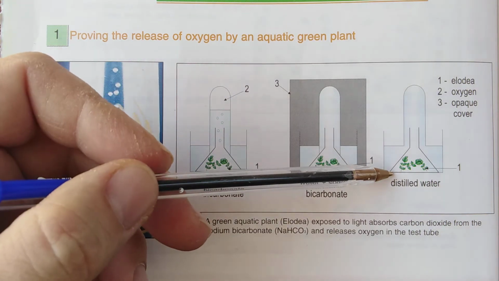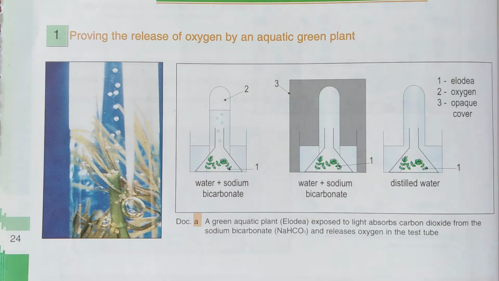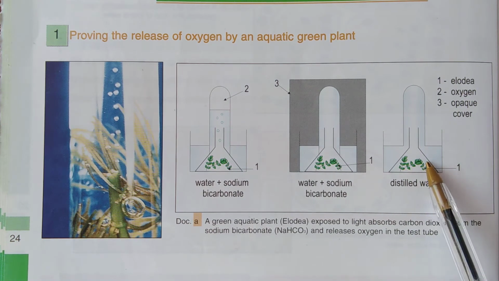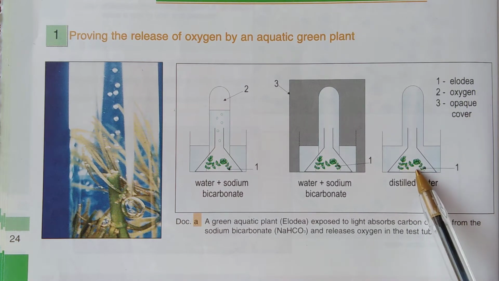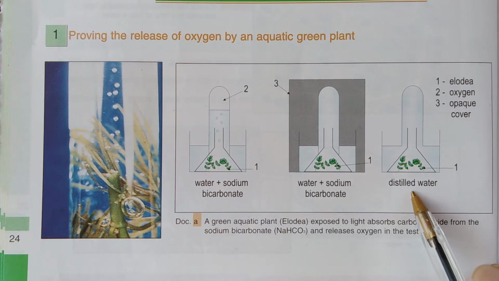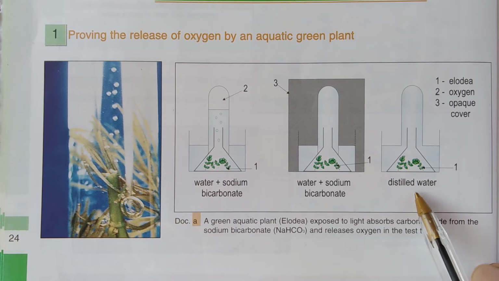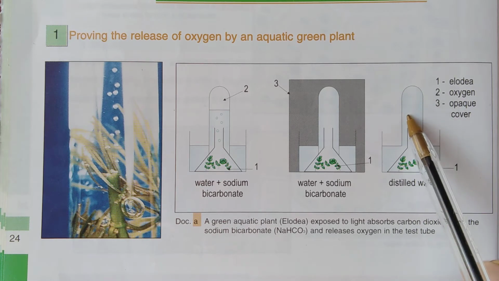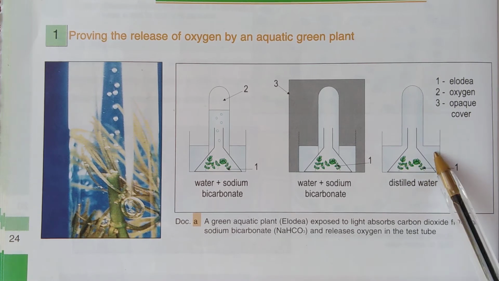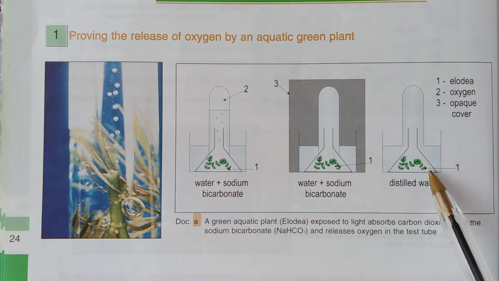Then, in the third setup, light exists. However, carbon dioxide is not provided to the Elodea plants. Look, sodium bicarbonate is not introduced in the third tube. So gas bubbles are not being produced. So what do you conclude from the results of this setup? Exactly. Carbon dioxide is an important factor for photosynthesis.